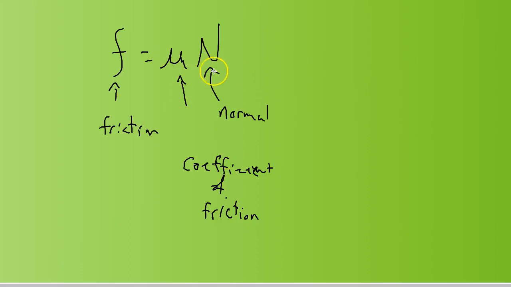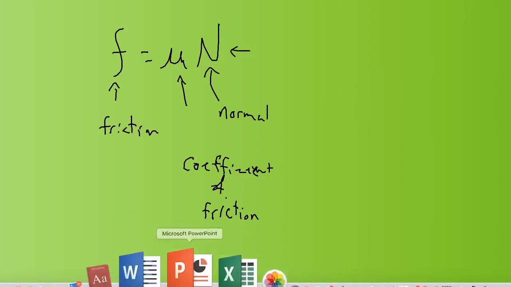So what we can do is, if we know the normal force on something and we know its coefficient of friction, then we can actually calculate how much friction there is. And the other thing we can do, if we can measure friction and we know the strength of the normal force, then we could find out the coefficient of friction for a particular surface. Okay, so we're going to look at an example of that now.